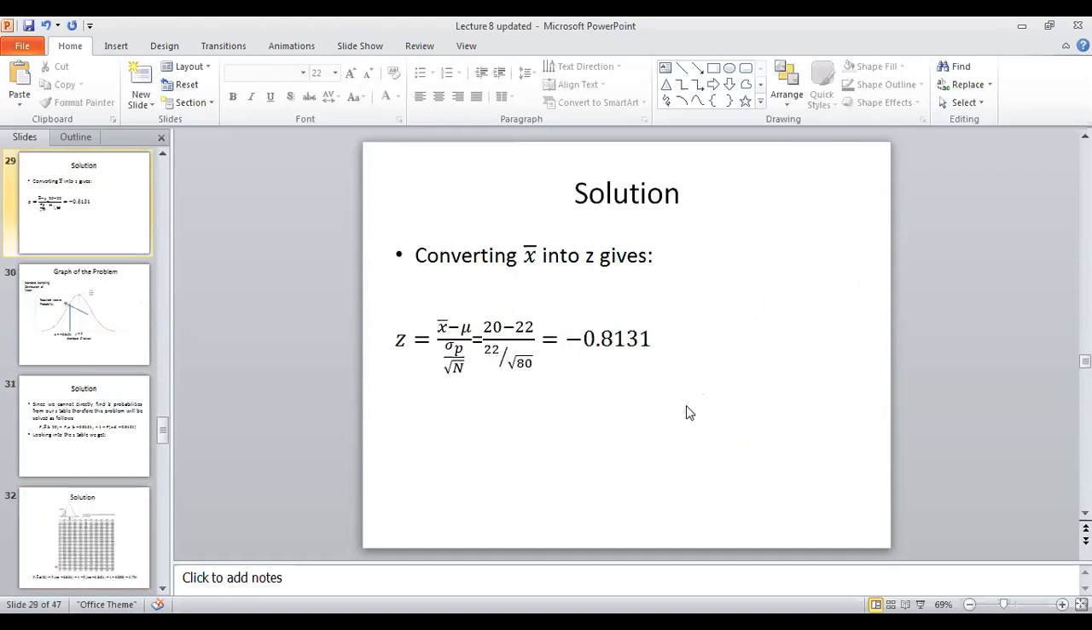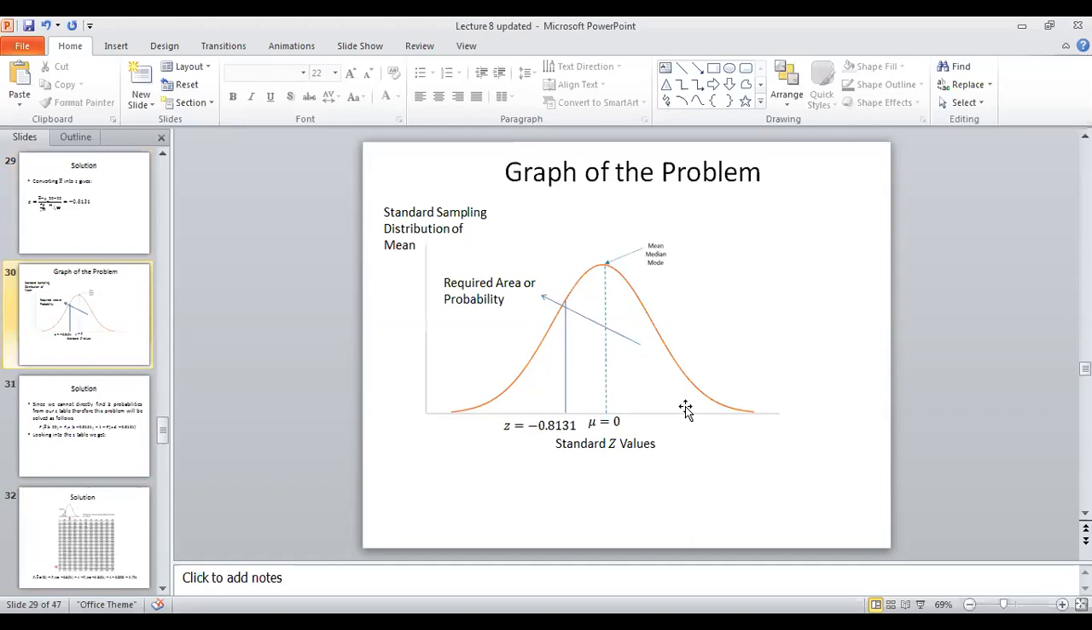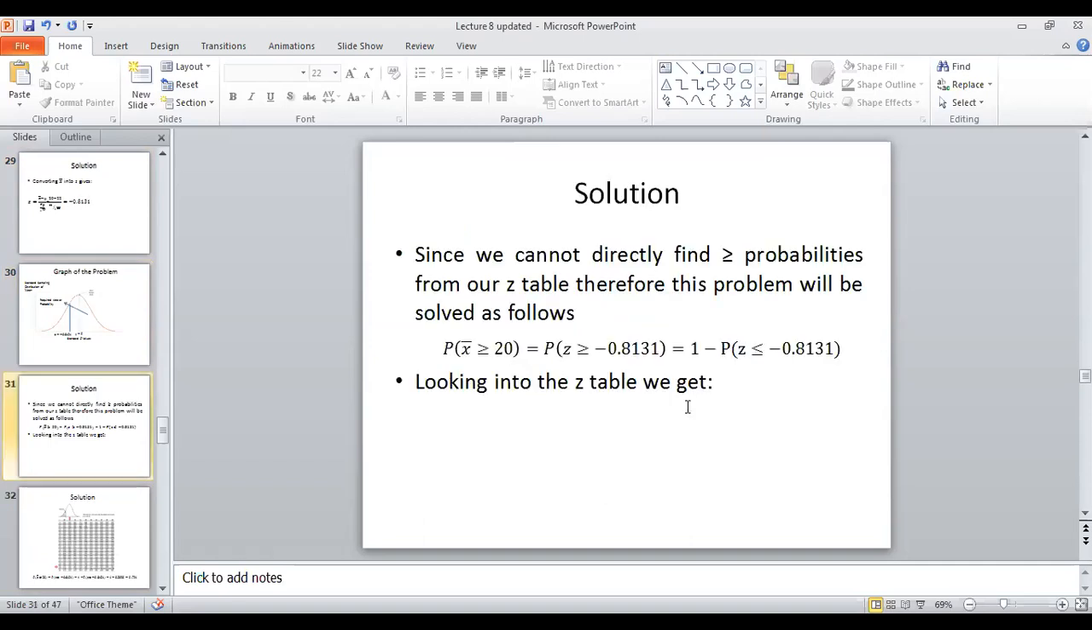So the steps are again very simple. First, find the z value corresponding to x bar, and using this formula, x bar minus mu upon SEM, we get a value which is minus 0.8131. It should be a negative value because it corresponds to an x bar which is less than the population mean. So once we have got this minus 0.8131, we can graph the problem as the z distribution, and it goes something like this, as you can see on the slides, where mu is 0, the central value, and z is minus 0.8131, and it is on the left hand side of mu 0 because it's a negative value.